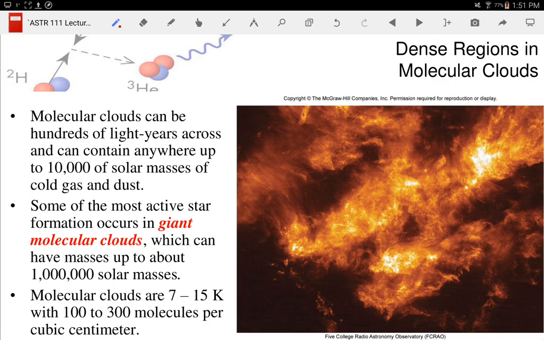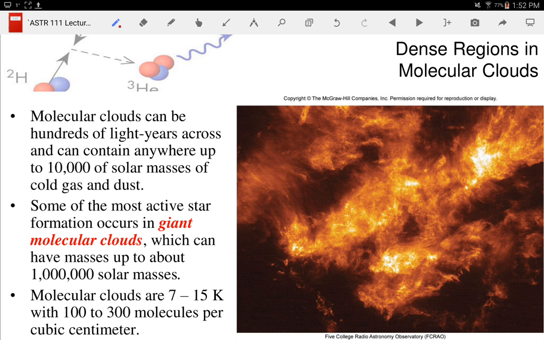And as luck would have it, this is the graphic on the molecular cloud. Molecular clouds, you have to have that cool temperature for the cloud to be able to collapse and form stars. They contain somewhere between around 10,000 solar masses, a mass of 10,000 suns, to 1 million solar masses. And at this nice low temperature, the density is only about 100 to 300 molecules per cubic centimeter.